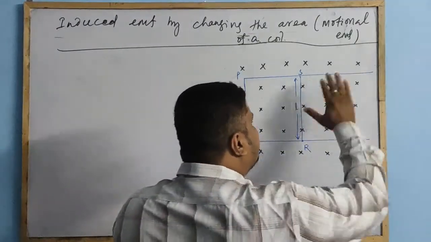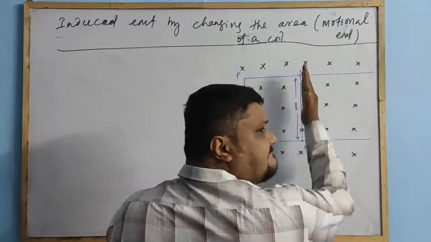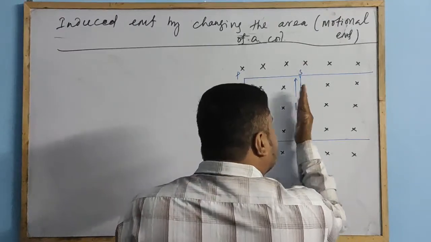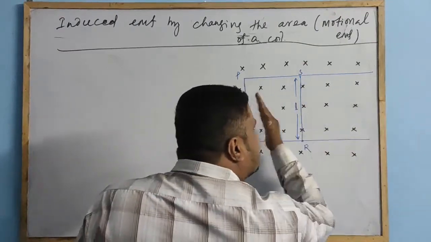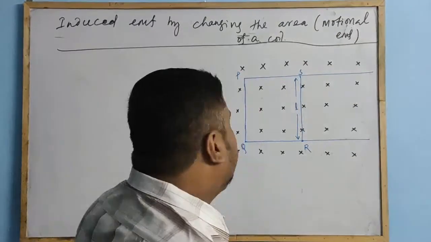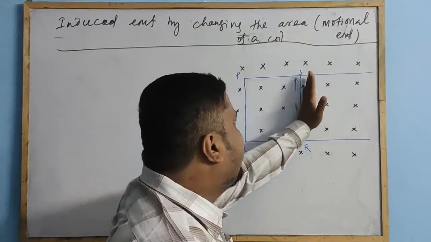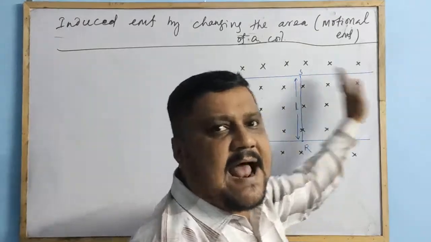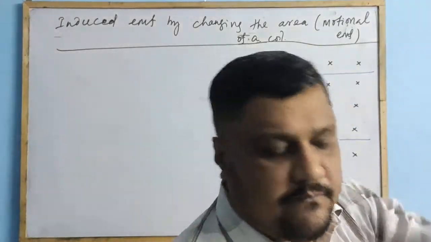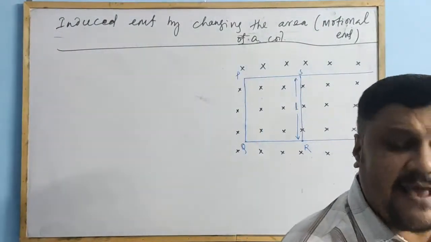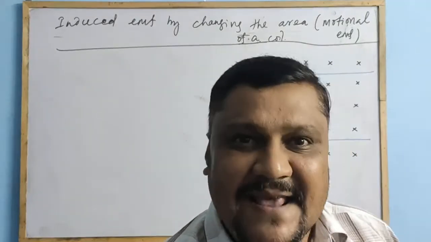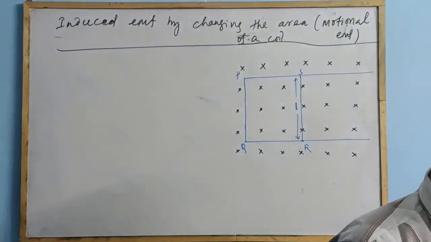And why do you draw this one? The side RS can slide. This end, this conductor is fixed. This side can be slid over. Slide means it can move, so that you can change the area. That is the meaning. Right? So we can say that.